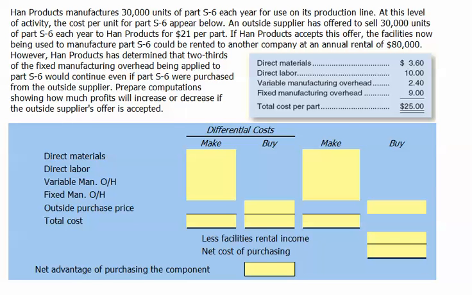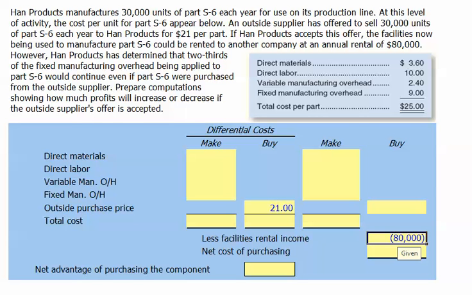Hans Products manufactures 30,000 units of part S6 each year for use on its production line. At this level of activity, the cost per unit for part S6 appears below. An outside supplier has offered to sell 30,000 units of part S6 each year to Hans Products for $21 per part. If Hans Products accepts this offer, the facilities now being used to manufacture part S6 could be rented to another company at an annual rental of $80,000.